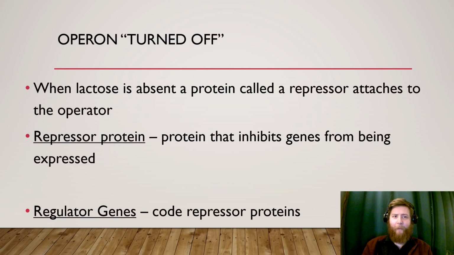So it's very circumstantial which genes a cell will use. When the operon is turned off, this is because lactose is absent. So what happens during this is a repressor protein is going to attach to the operator. And the repressor protein is any protein that inhibits genes from being expressed. And it's got its own set of genes called regulator genes. These are specifically genes that code for repressor proteins. So everything's got something that codes for it in the DNA.